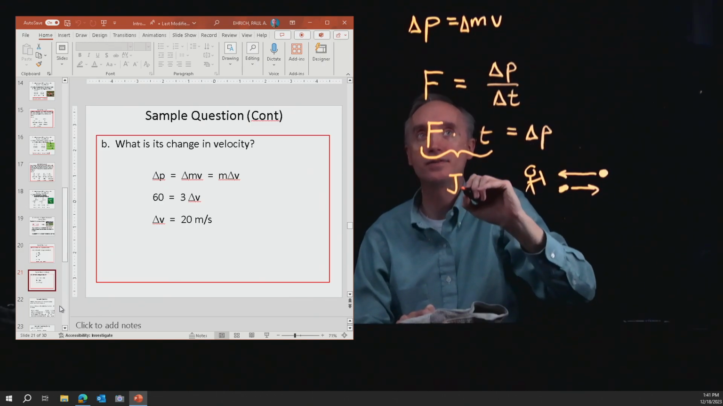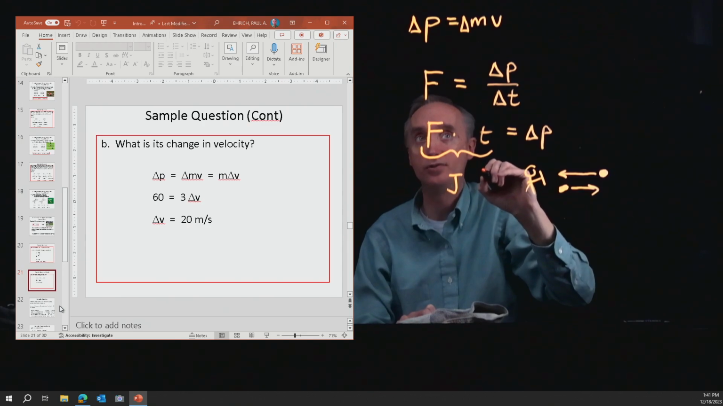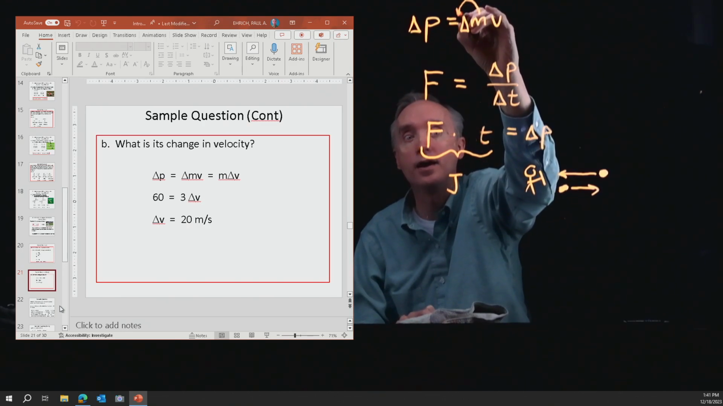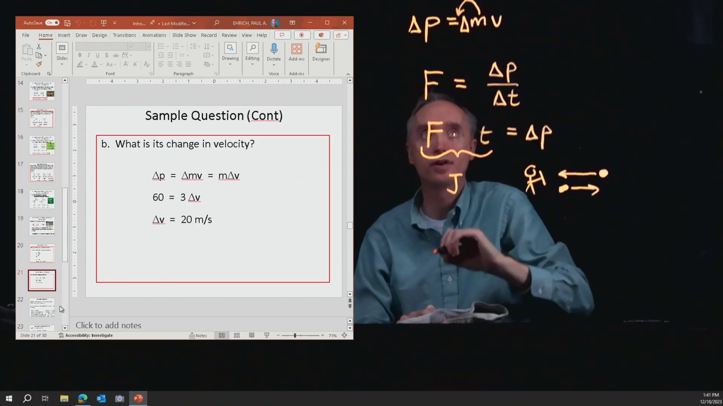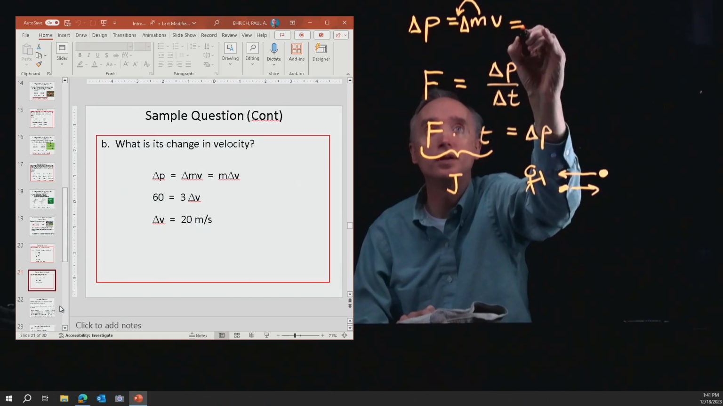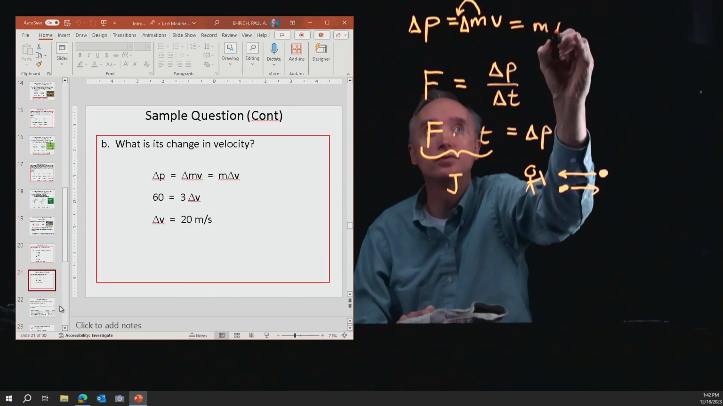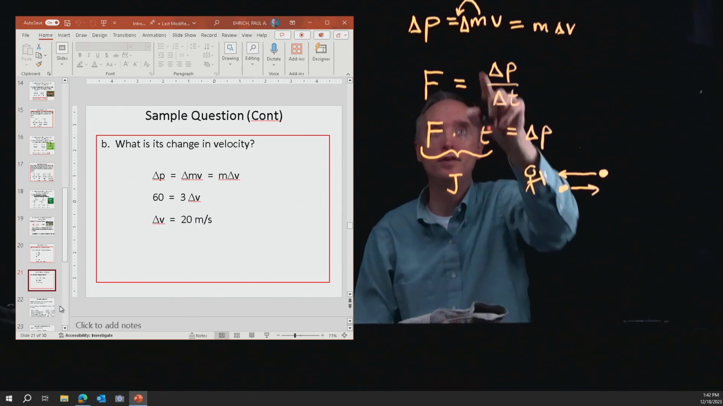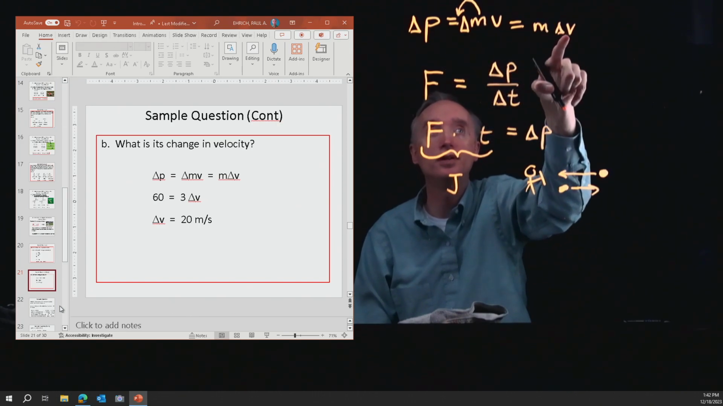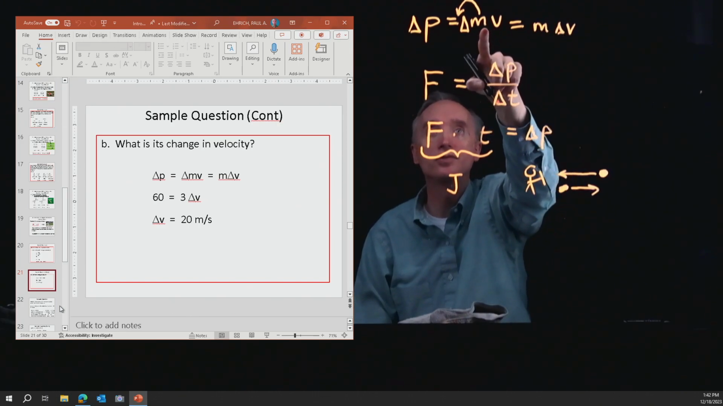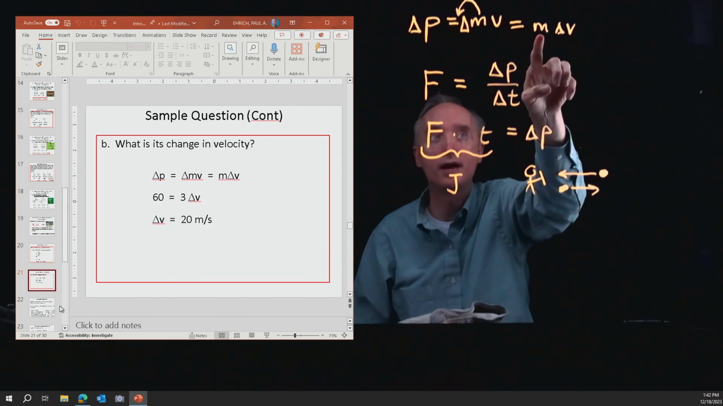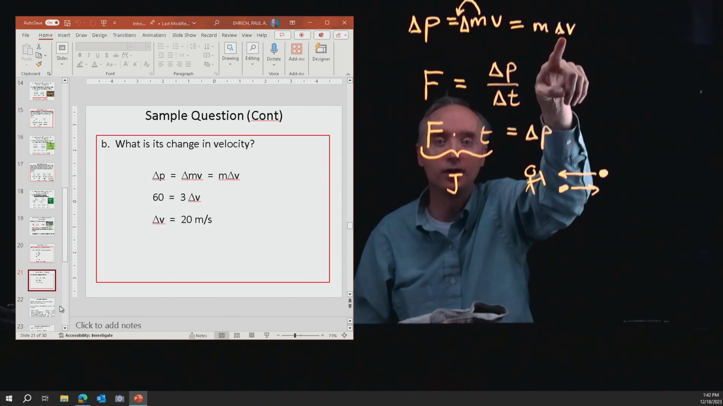But if mass is not changing, we could take the m and put it outside of the triangle. And so this would be equal to m triangle v. So previously we took the m and put it inside the triangle, but we can also take it outside the triangle. So the change in momentum is going to be equal to the mass times the change in velocity.